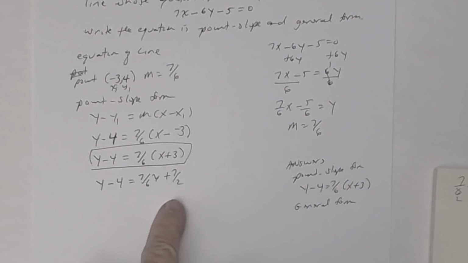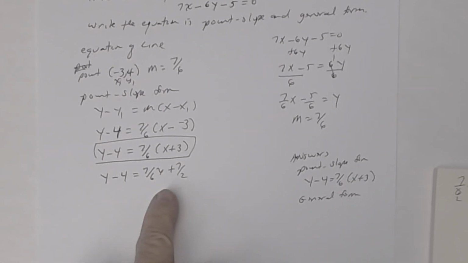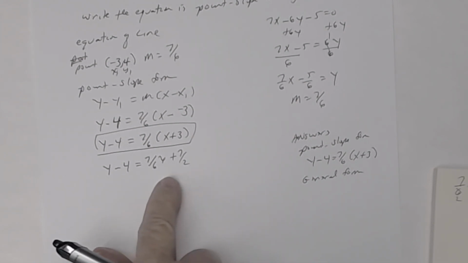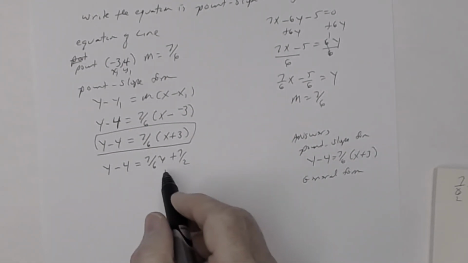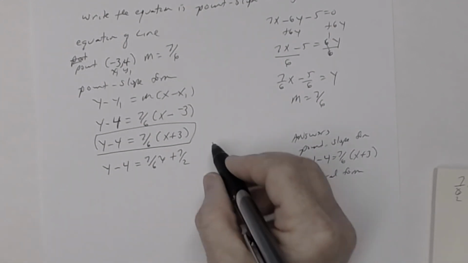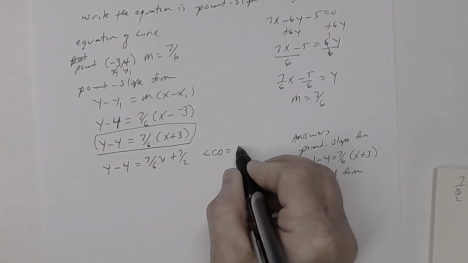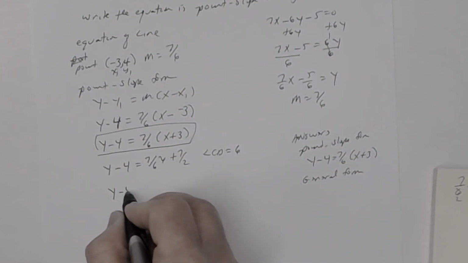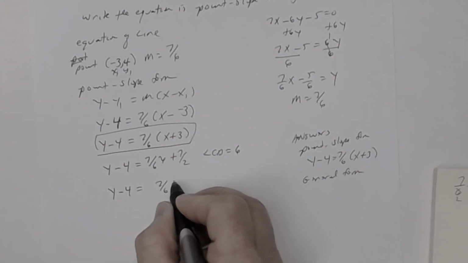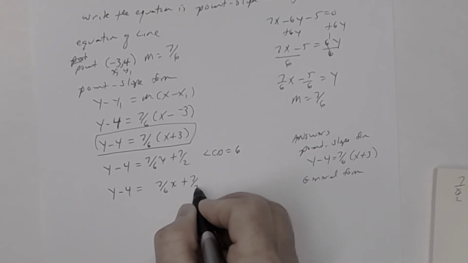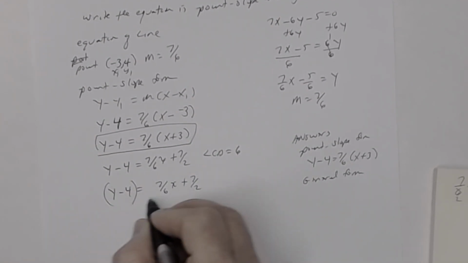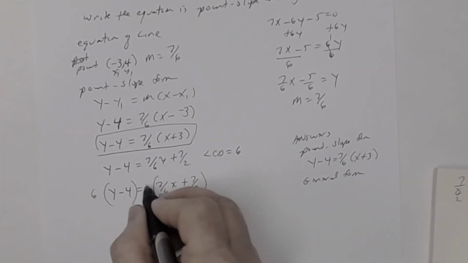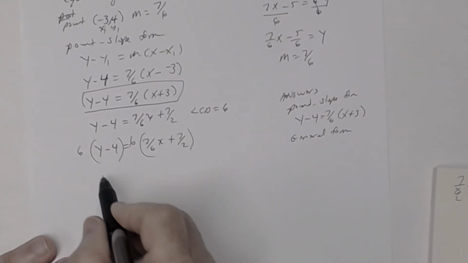I have a fraction here. I have several fractions, right? So I'm going to go ahead and clear the fractions. So I'm going to multiply both sides by the LCD. The LCD is 6. So let me rewrite this over again. y minus 4 equals 7/6 x plus 7 halves. Now I'm going to multiply both sides by 6. Notice I'm putting all these in parentheses. And then you can distribute.